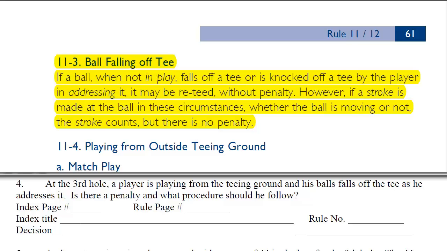We have a ball that's not in play because he's on the 3rd hole playing from the teeing ground. We're assuming he hasn't made a stroke yet, but his ball fell off the tee and he's able to re-tee it. So there's no penalty and he's able to re-tee it. That's the answer to question number 4. So we're doing pretty good getting through these rulings, and we'll move on to the next one.